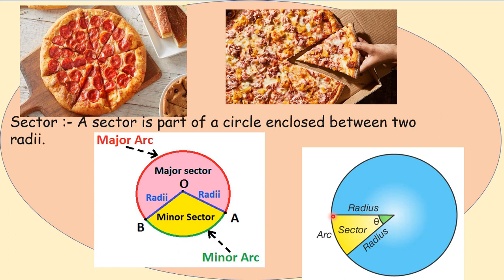So here, in this figure we can observe BA, that is the small part, and AB when we are taking this side, it is the bigger part of the circle or bigger arc. So here BA is the minor arc and AB is the major arc.